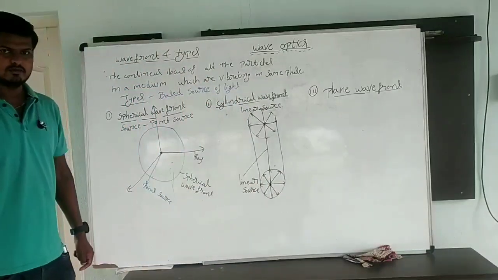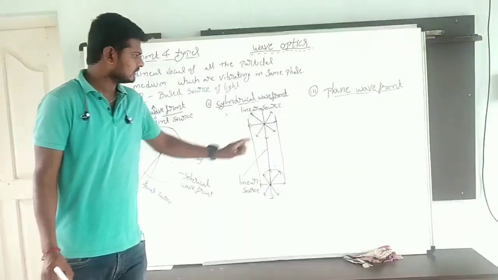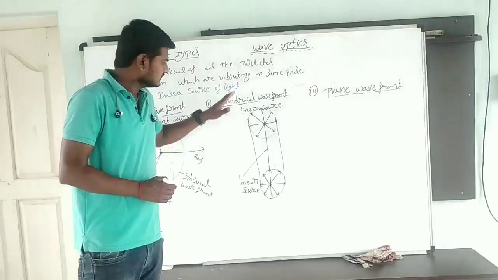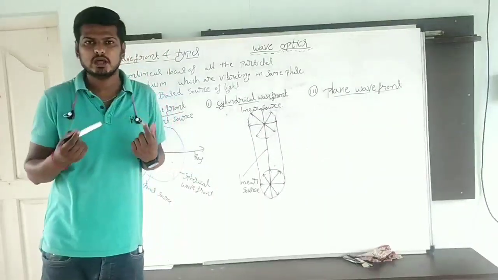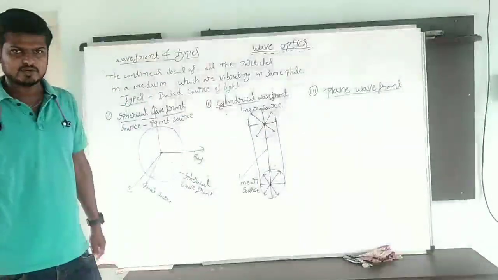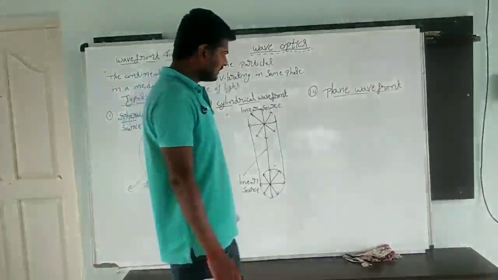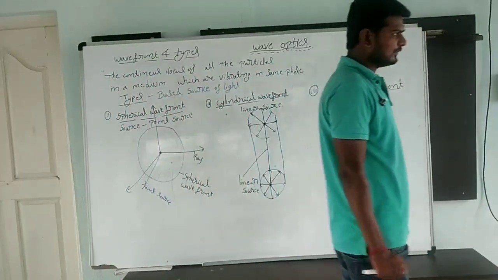What rays of light. This one we are going to call it what? Cylindrical wave front. The cylindrical wave front is really simple. The wave front produced from the linear source. Yes, the wave front produced from the linear source we are going to call it what? Cylindrical wave front.